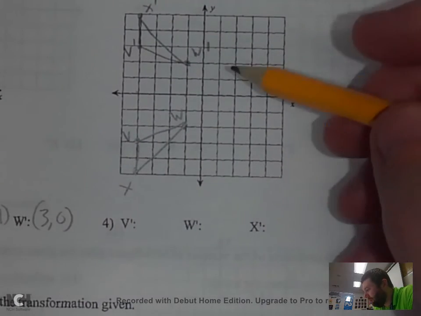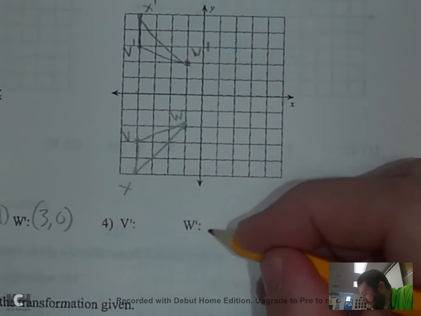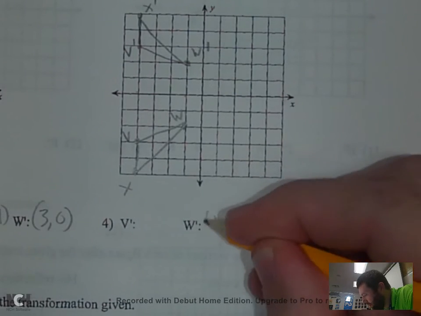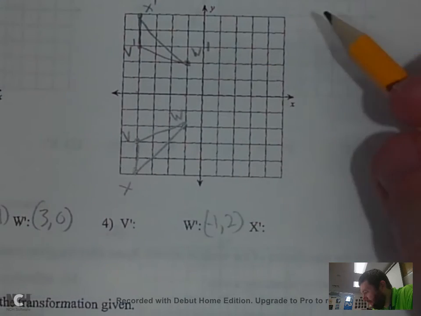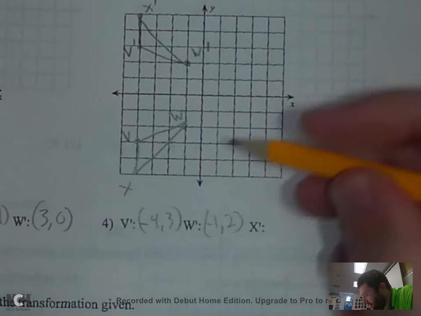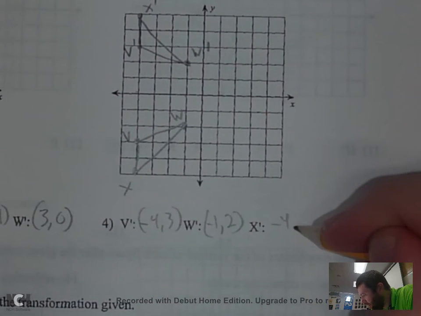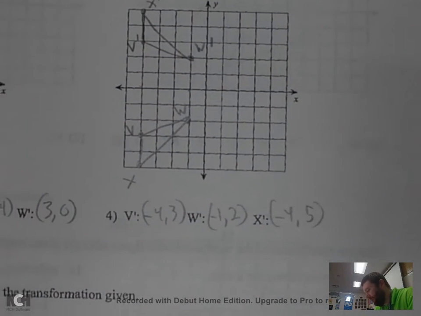Okay? And then over here, W became -1, +2. And V became -4, +3. And X became -4, +5. Okay? All right. Let's try one more.